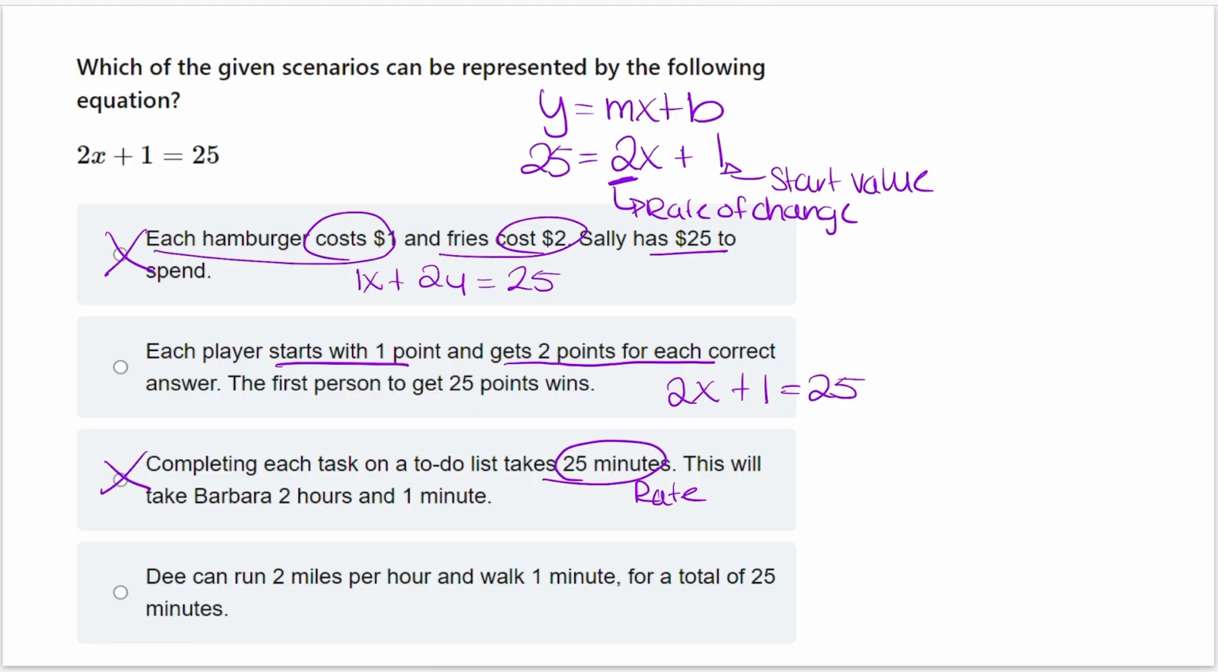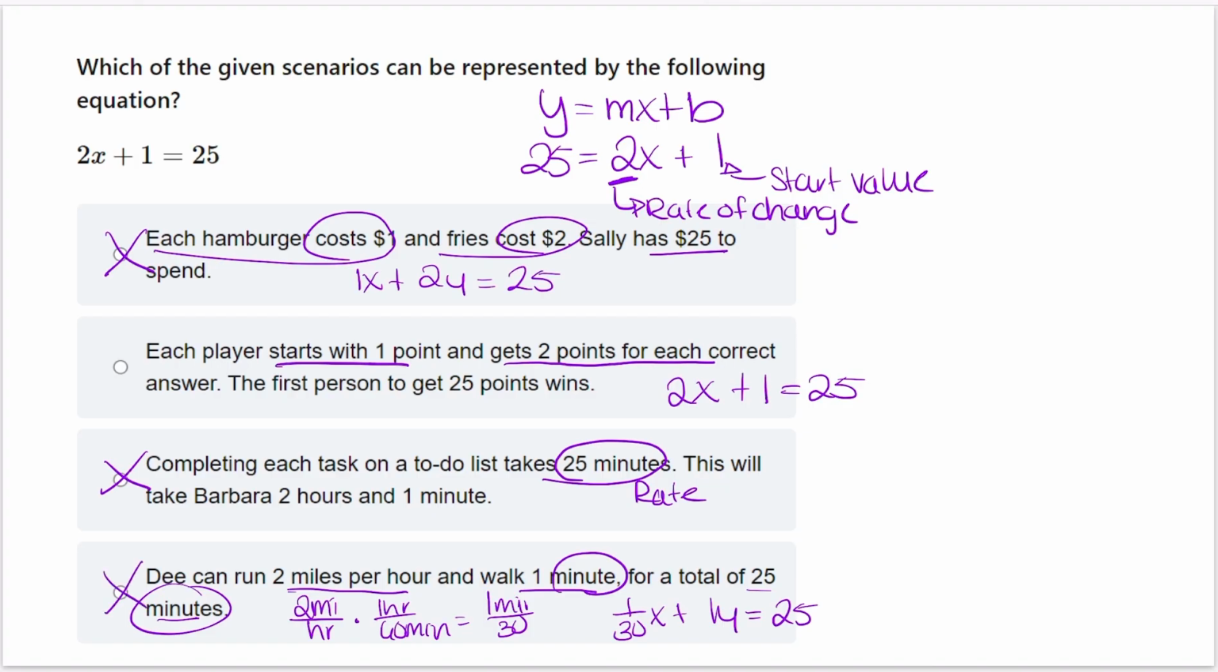change of 2. Here it says D can run 2 miles per hour and walk 1 minute for a total of 25 minutes. Once again, this is giving us two rates of change, and actually this 2 miles per hour would need to even be converted to minutes because everything else is in minutes, right? We'd have to multiply this, so like 1 hour is 60 minutes. So this would be 1 mile for 30 minutes. So this would look something like 1 over 30x plus 1y equals a total of 25 minutes. So this isn't the correct answer either. Okay, so that means that this second answer choice right here is what matches the function that we were looking for.